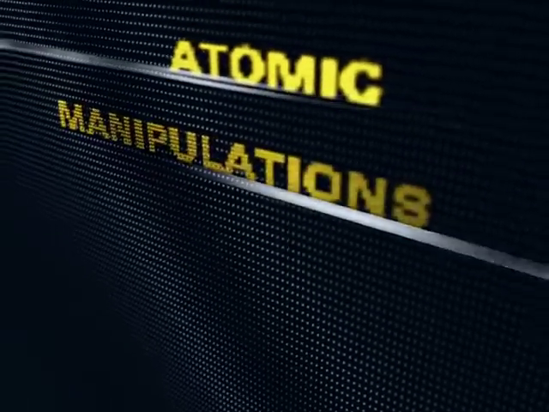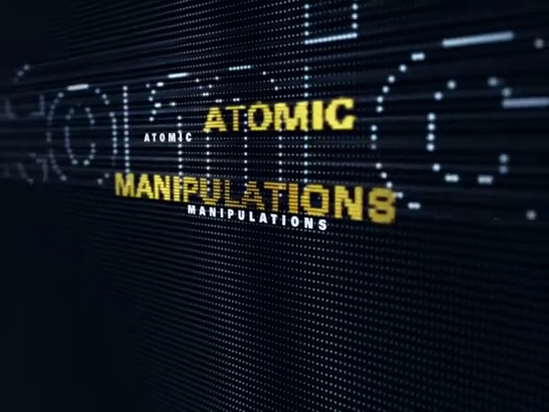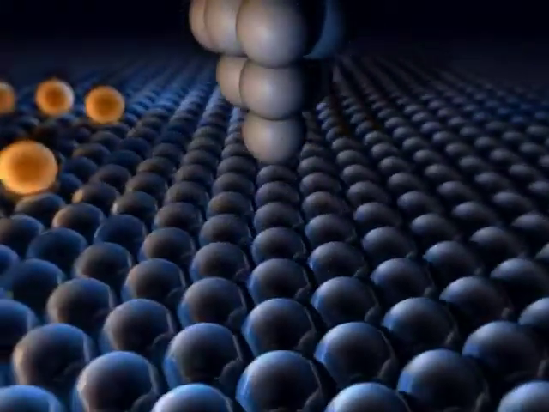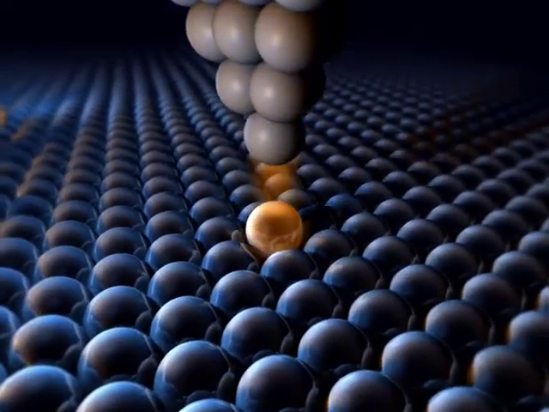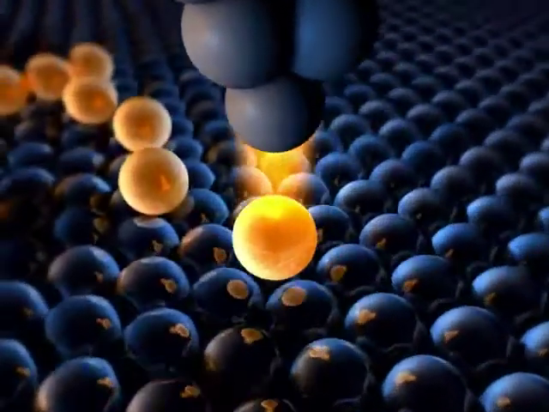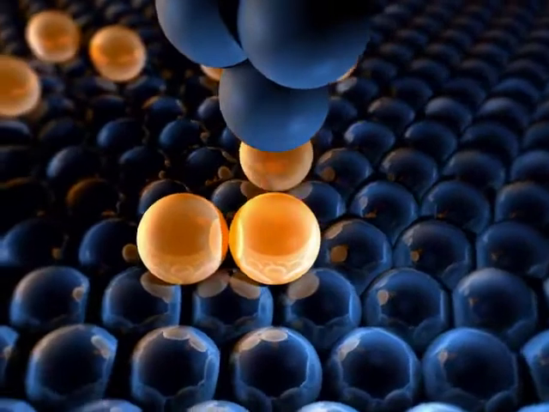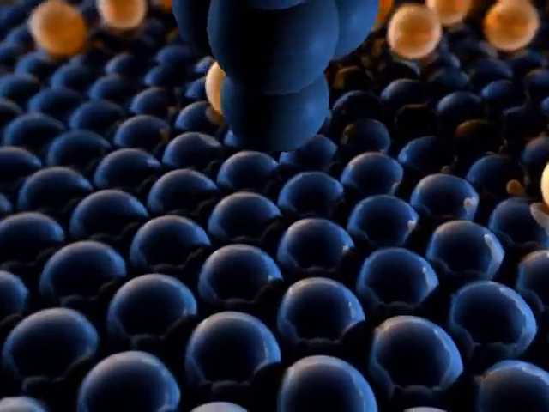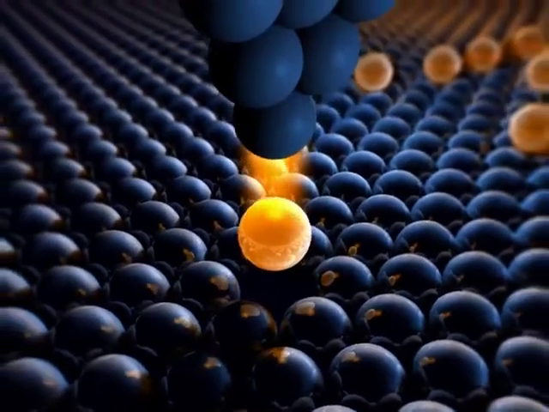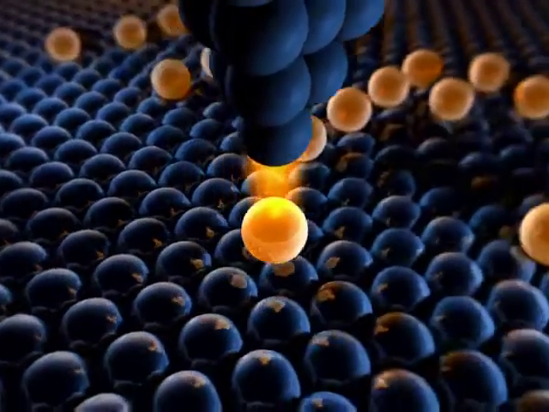Atomic manipulations. The scanning tunneling microscope is also a unique tool to create atomic structures on the nanoscale. The atom can be transferred to the tip and transported along the surface, moved with the tip to another position. Atoms can even be arranged in an arbitrary manner.